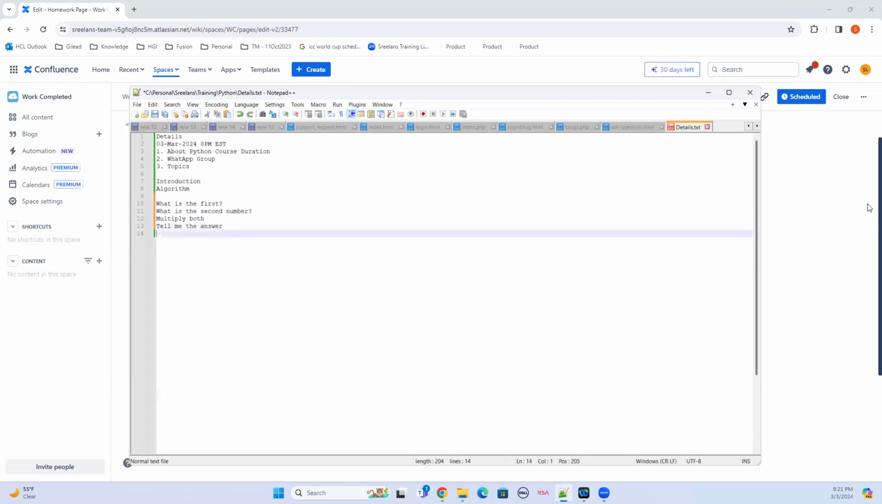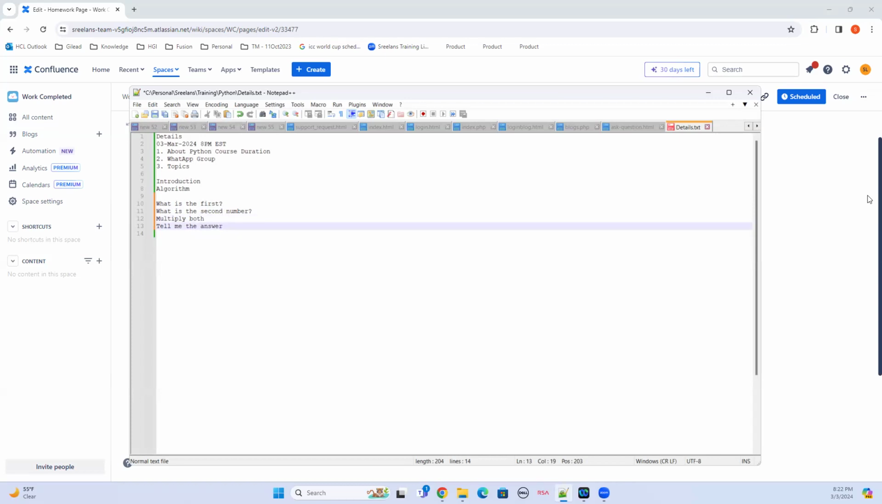Even adults, bigger people also, just do it for small numbers. You can do 10, 12, 20, up to 25 easily. But if someone asks 315 times 45, what is the number? We don't know, right? Someone has to do that math. So in that case, we write the steps in such a way that: what is the first number, what is the second number, multiply both, tell me the answer. This is what we are going to tell the computer.